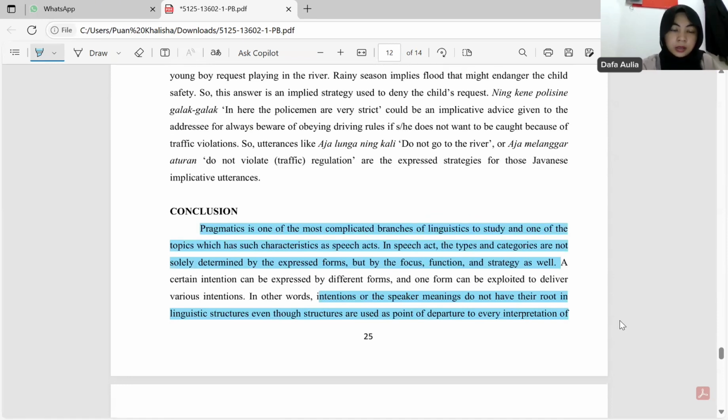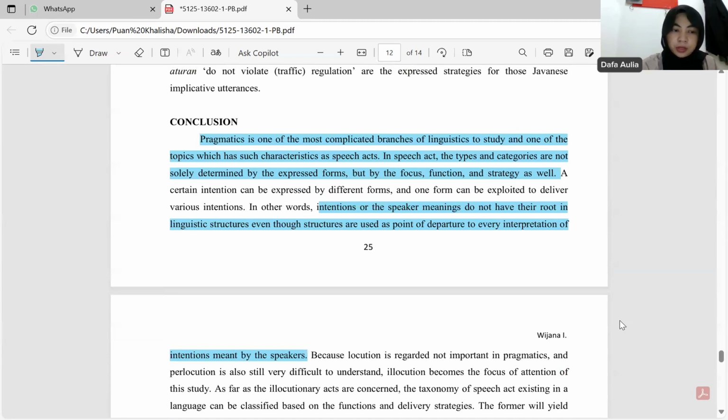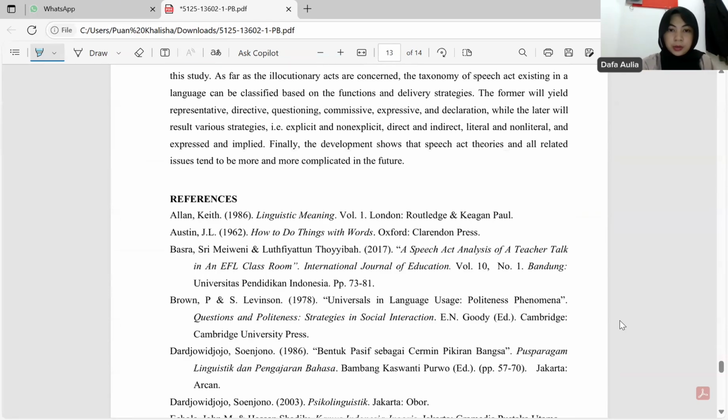The conclusion of the study is clear. In pragmatics, the focus is not just on the structure of language, but on intention and context. The illocutionary act plays the most crucial role because it reveals what the speaker truly wants to achieve through their words. Understanding these strategies help us become more aware of how language functions in real communication, especially across different cultures and situations.